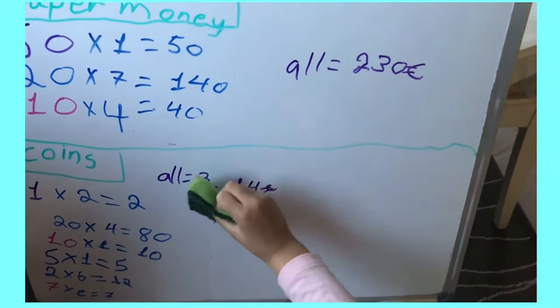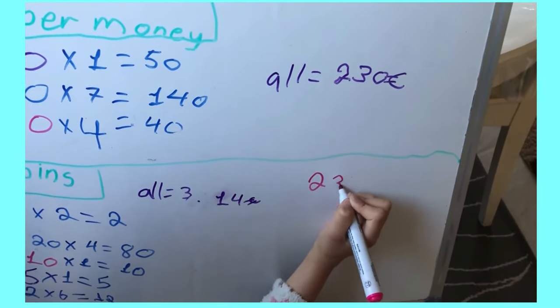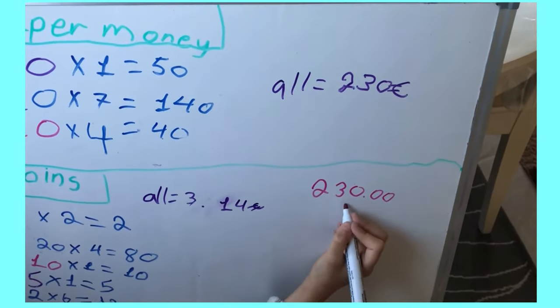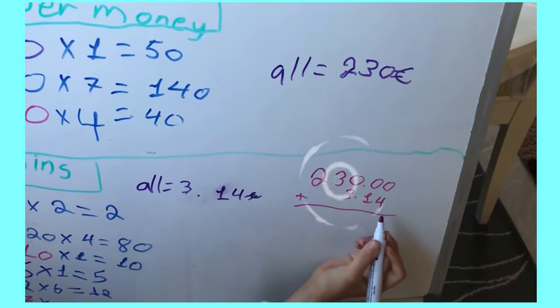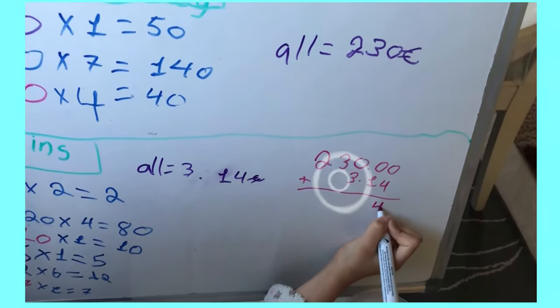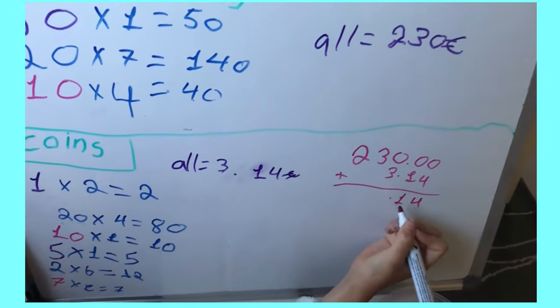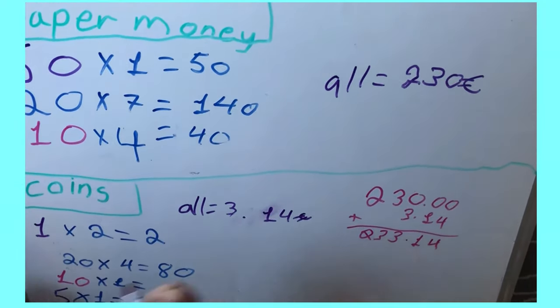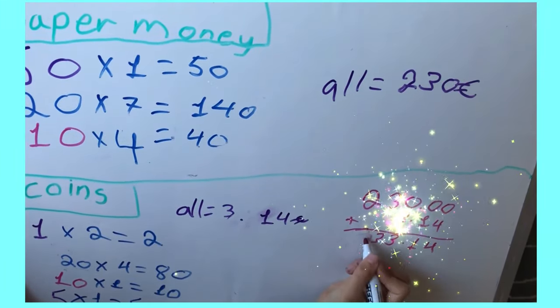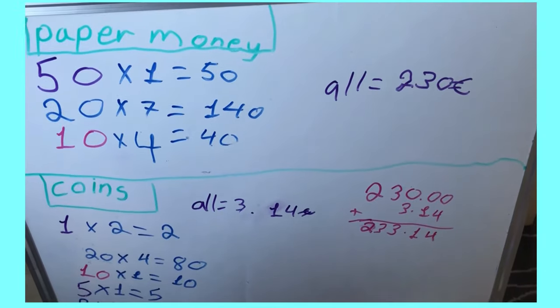Okay, so 230 plus 3 euros and 15 cents equals 0 plus 4, 4. 0 plus 1, 1. 3 plus 0, 3. 2. Okay, let us put the 0. Why are you laughing, silly? I don't know. Okay, so we have 233 euros and 14 cents.